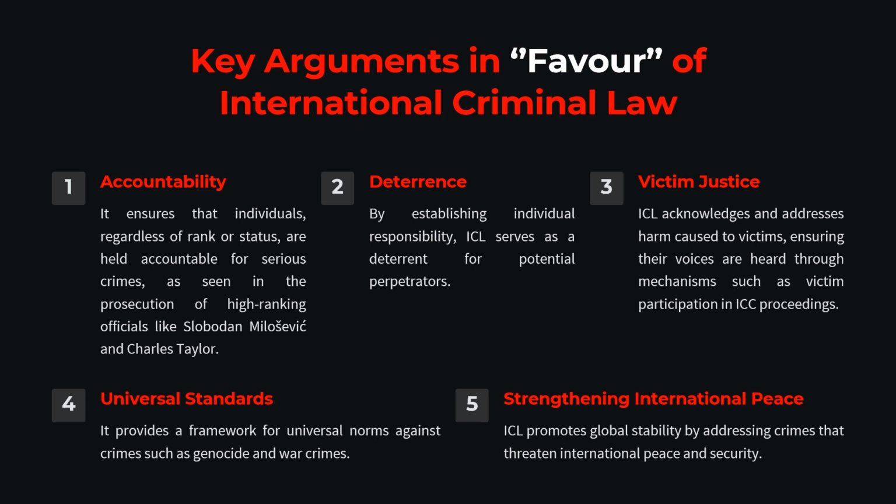3, victim justice. International criminal law acknowledges and addresses harm caused to victims, ensuring their voices are heard through mechanisms such as victim participation in International Criminal Court proceedings. 4, universal standards. This provides a framework for universal norms against crimes such as genocide and war crimes. 5, strengthening international peace. International criminal law promotes global stability by addressing crimes that threaten international peace and security. Remember, each of these are arguments in favour of international criminal law. They should be backed up by reference to academic sources, authorities, and judicial comments.